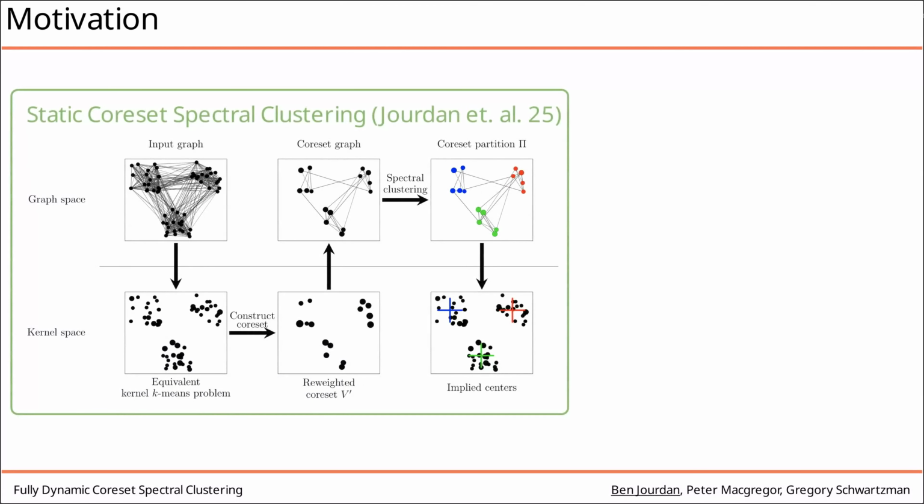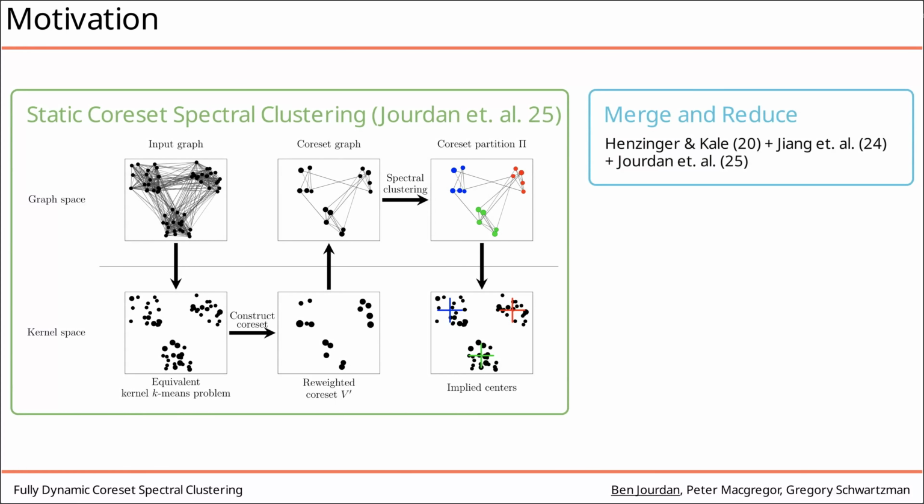Last year, we developed the framework for efficiently clustering static graphs using Coresets. This is where we efficiently sample a subgraph, cluster that, and then use it to label the rest of the input graph. It works by exploiting the link between graph clustering and kernel k-means, and our framework bounces between graph space and kernel space, performing Coreset sampling in kernel space, clustering the Coreset graph in graph space, and finally labeling the rest of the graph in kernel space.